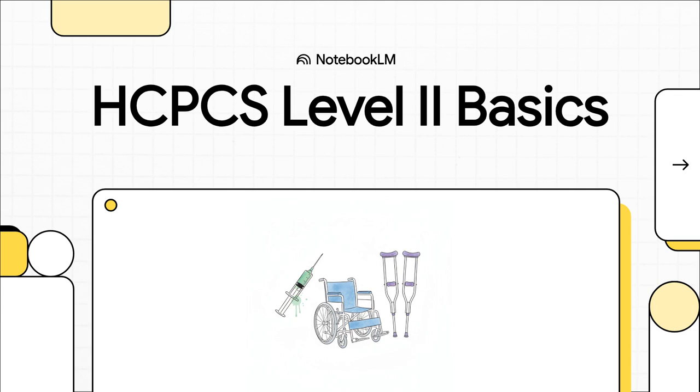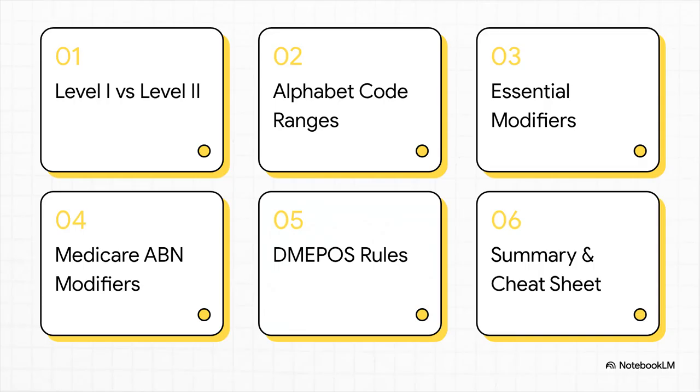Let's get to it. Okay, so here's our roadmap for today's high-yield explainer. We're going to cover Level 1 versus Level 2, break down the HCPCS alphabetic code ranges, look at essential Level 2 modifiers, tackle Medicare ABN modifiers, dive into DME POS and medical necessity, and finally wrap it all up with a quick summary and cheat sheet.